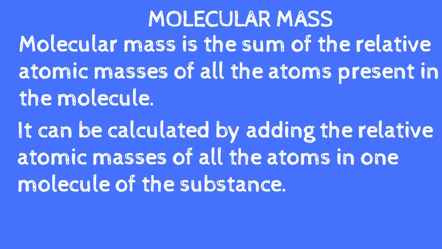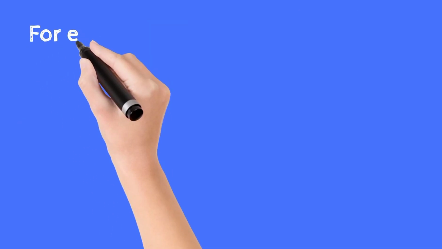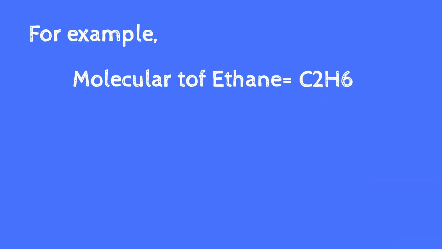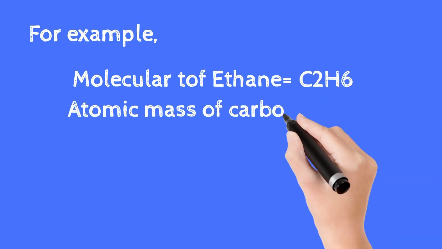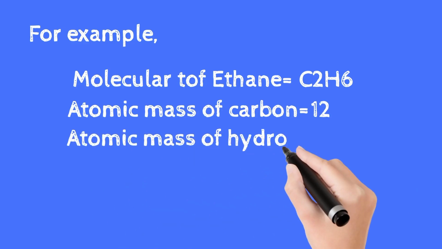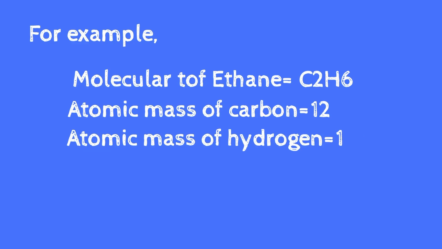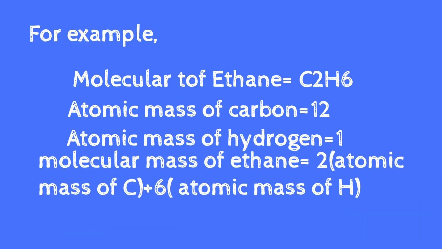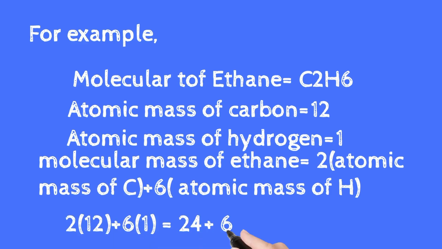For example, the molecular mass of ethane, C2H6. Atomic mass of carbon is equal to 12. Atomic mass of hydrogen is equal to 1. Now the formula is: molecular mass of ethane is equal to 2 times the atomic mass of carbon plus 6 times the atomic mass of hydrogen. If we calculate according to this formula, we will have the molecular mass of the compound.